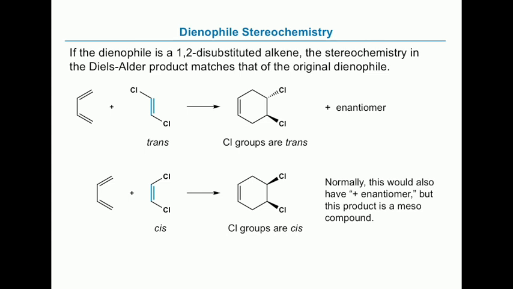We're leaving that one unsubstituted. But notice the pattern here. It matches kind of what we saw before. The relative geometry between these two is preserved in your product. So if your diene starts as trans, your product will have those two groups trans to each other as well.